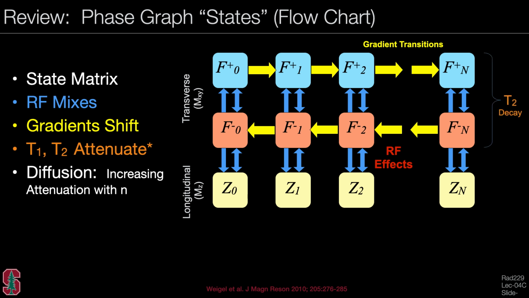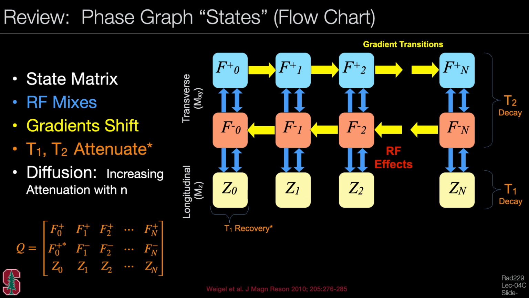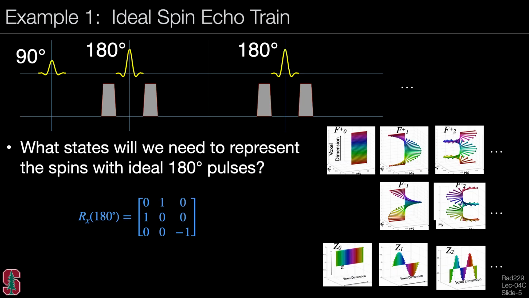Relaxation will apply T2 decay to the transverse states, T1 decay to all of the longitudinal states, and T1 recovery to only the Z sub 0 state. Although not discussed much here, diffusion will apply increasing attenuation with increasing order of the states. So let's go right to our examples. Here we're going to look at an ideal spin echo train.